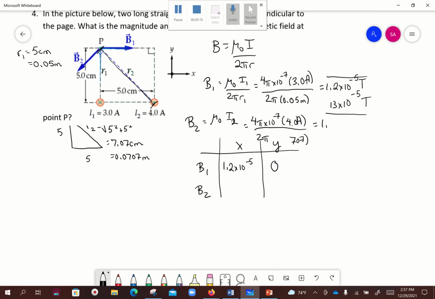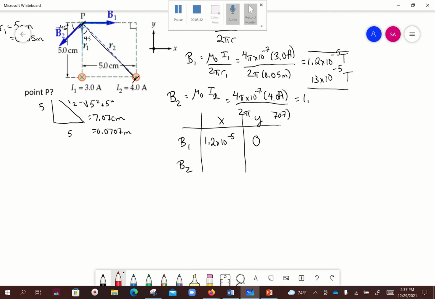Okay, so B2 is going diagonally there. So what angle is that? Well, diagonal of a square, that's at 45 degrees, right? So all these angles are 45 degrees. So if I draw my vector on here, let me do it.